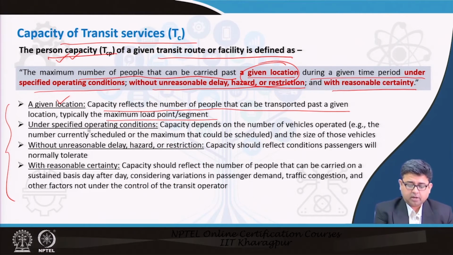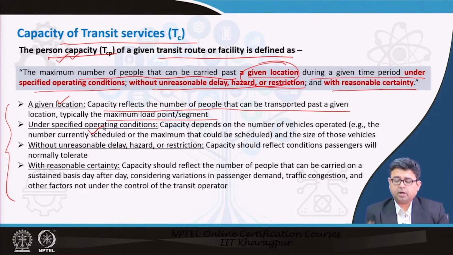It is under specified operating conditions. So, these operating conditions should be normal, should not be any unusual day where there is unusual capacity or unusual stress on the public transportation systems, without unreasonable delay, hazard or restrictions. So, the conditions where the public transportation is operating should be normal as well. There should not be any excessive delay, rather than just the normal delay that you see in everyday operations, meaning that there should not be a huge accident or anything that is causing a larger delay to the system.